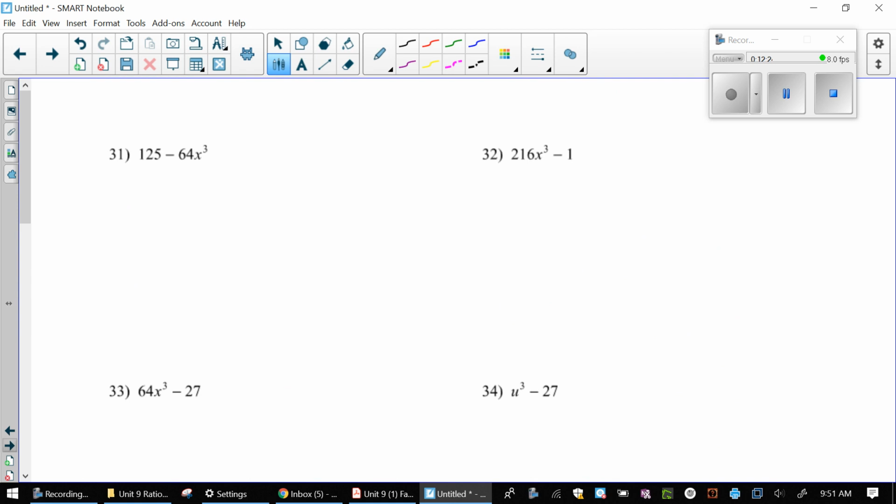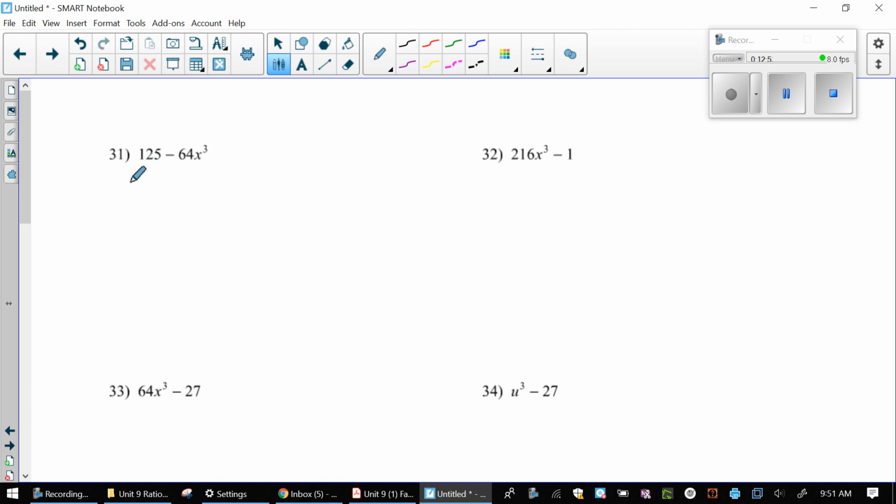Alright, notice now, they look the same. What I see that's different is that I still have a cube, but now I have a coefficient with that x cubed. No coefficient in the last one, so that's just like what we just did. But the coefficient just adds one little detail that we want to focus on.